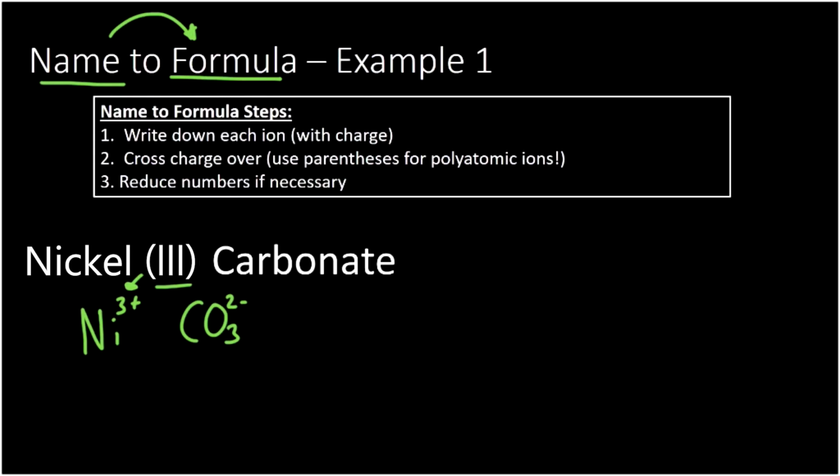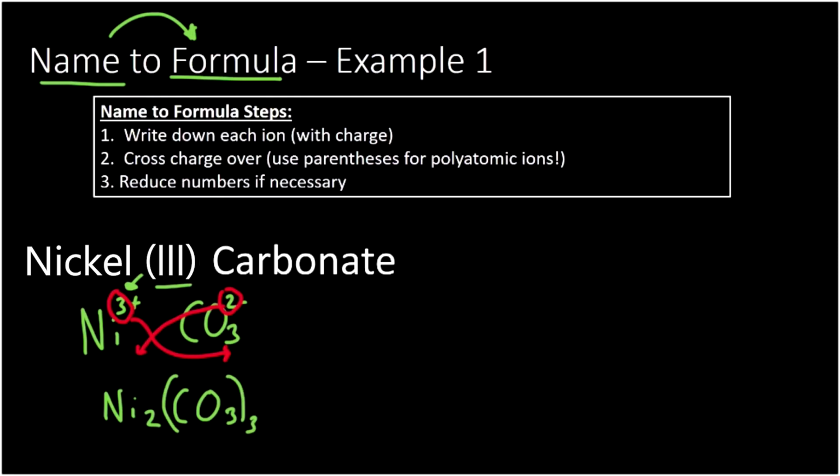Okay, now I cross over to get a neutral compound, which means my 3 is going to come down here, and my 2 is going to come down there. Now I'm going to rewrite my compound with those numbers, and that's telling me that I have 2 nickels, and I have 3 carbonates. Now, since I have multiple polyatomic ions, here's where I got to use parentheses, 3.